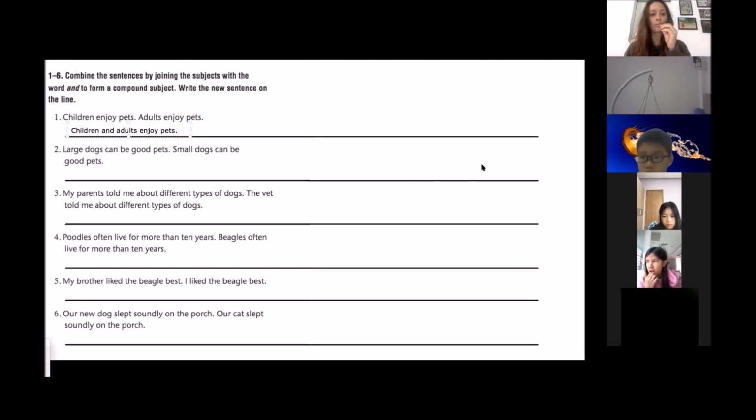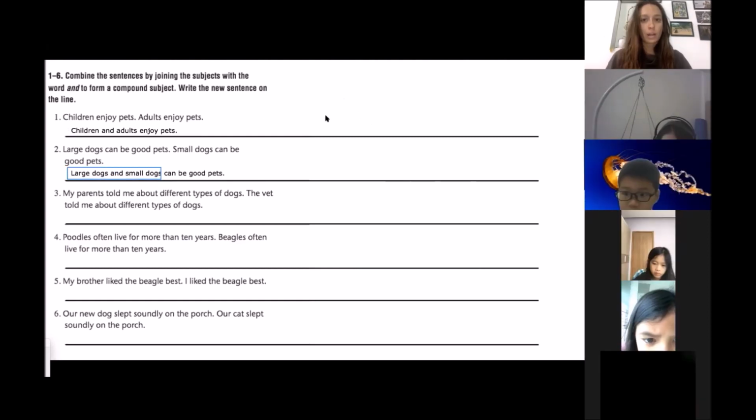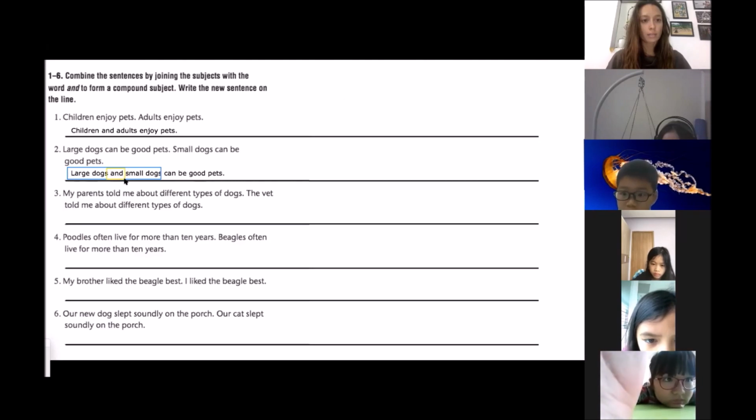Nanzang, can you do number 2? Large dogs can be good pets. Small dogs can be good pets. What's our new sentence? Large dogs and small dogs can be good pets. Good job. So now we have our compound subject: large dogs, small dogs, with our joining word and.